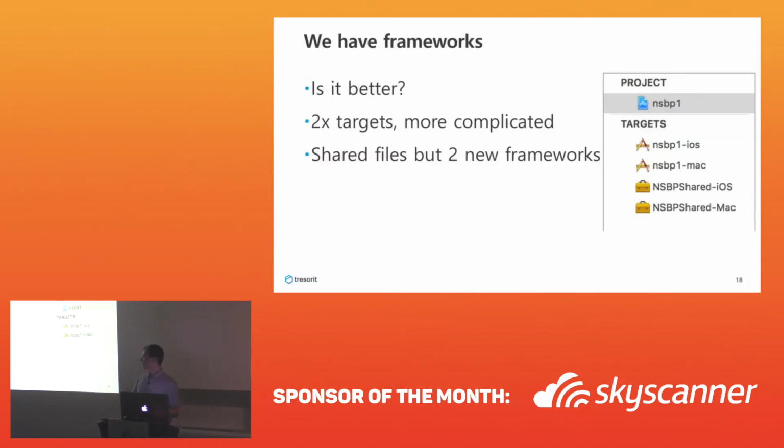So this is what we had. We had two build targets for the apps, and now we have this. We have two additional targets, one framework for iOS, one for Mac. Is it better? It's like 2 times the targets. We have shared files, but 2 new frameworks. Who thinks this is better? No one. Who thinks this is worse? Okay. So most people think this is worse.